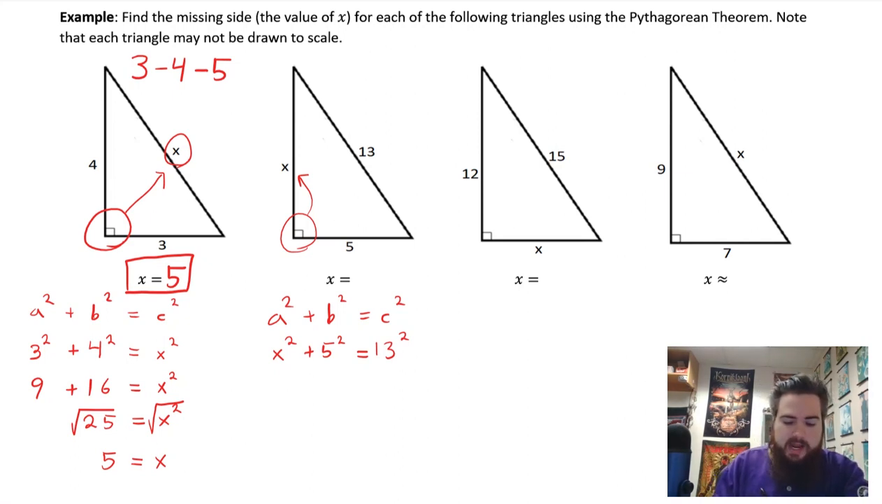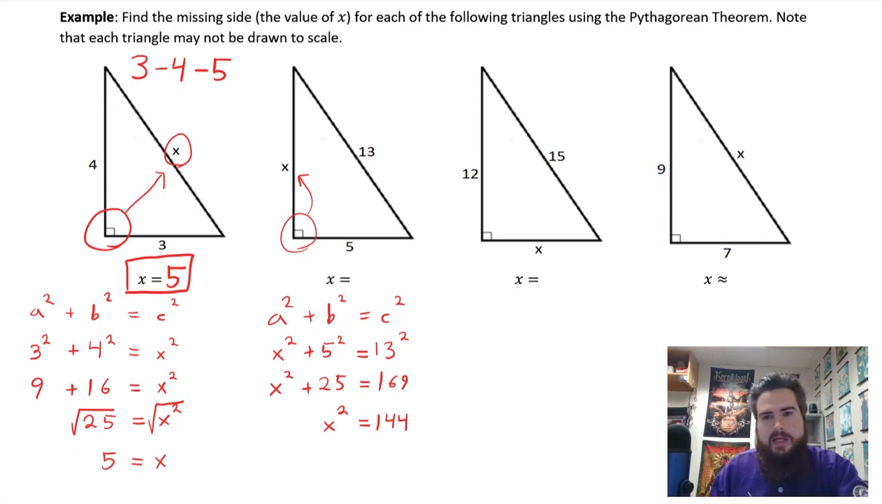If I try to solve for x here, I will get x squared plus 5 squared is 25, and 13 squared is 169. If I subtract 25 from both sides, I will get x squared is equal to 144. And just like the previous problem, I could take the square root to both sides. This actually does come out as a nice number. X is equal to 12.